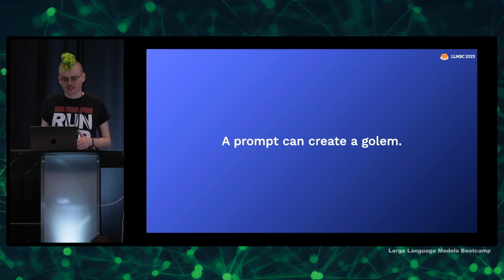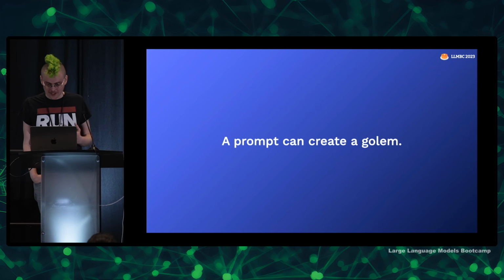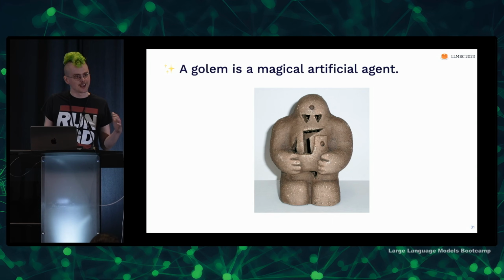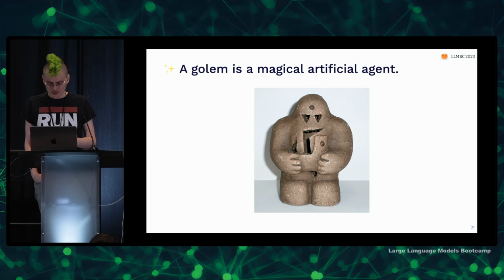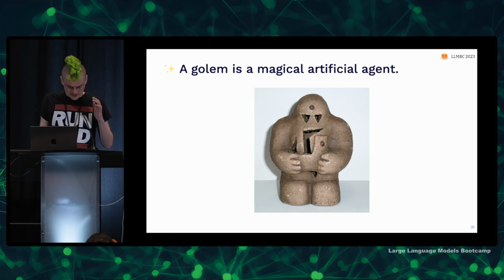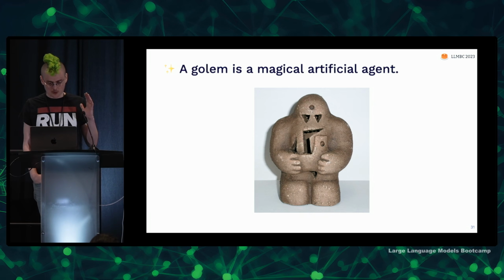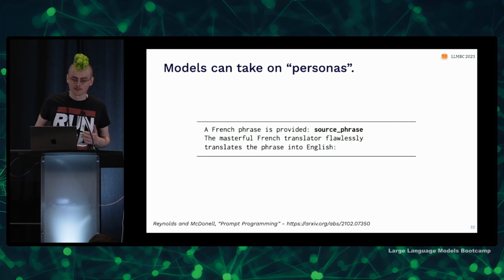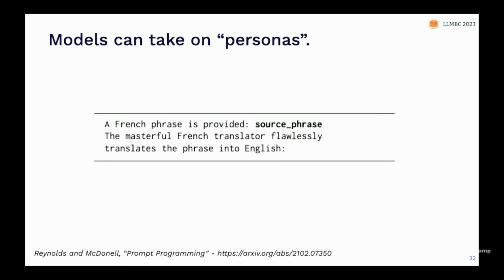So then lastly, what can we do with our prompting magic? We can create golems. We can create magical artificial agents. The golem is a famous creature from Jewish folklore that you crafted out of clay, and then you can give it some instructions, and it will follow them and do stuff. It is a living being, and models can do this.